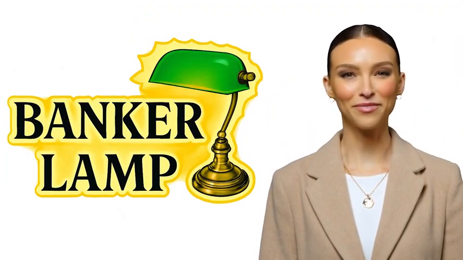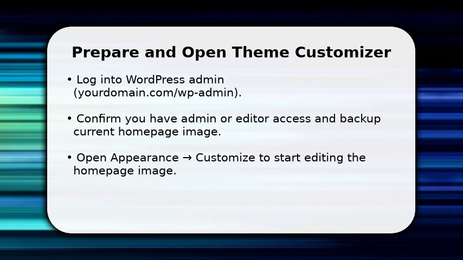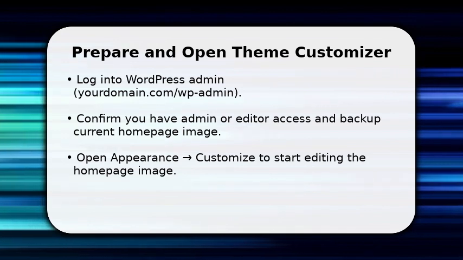Please enjoy the video. You're starting inside WordPress. Log in and go straight to Appearance, then Customize. Once there, choose the Home Page or Front Page section. Many themes label it Home Page Settings or Hero. If the home page uses a widget or a page template, open that specific panel.